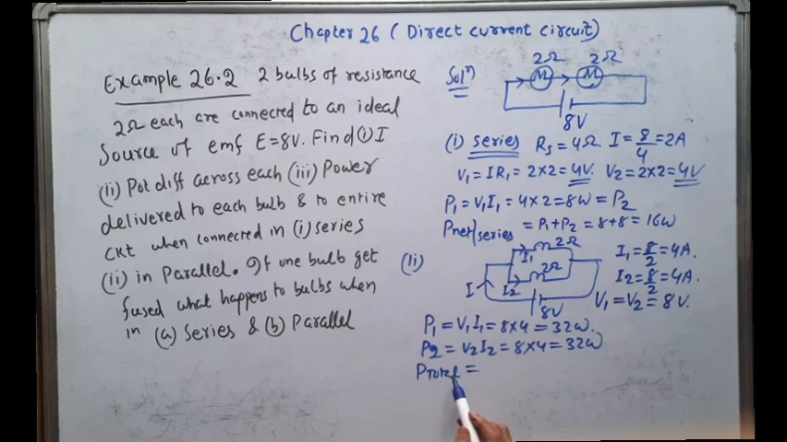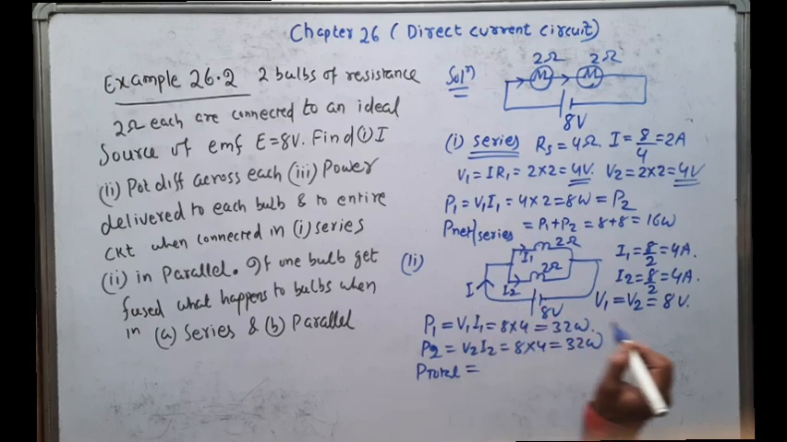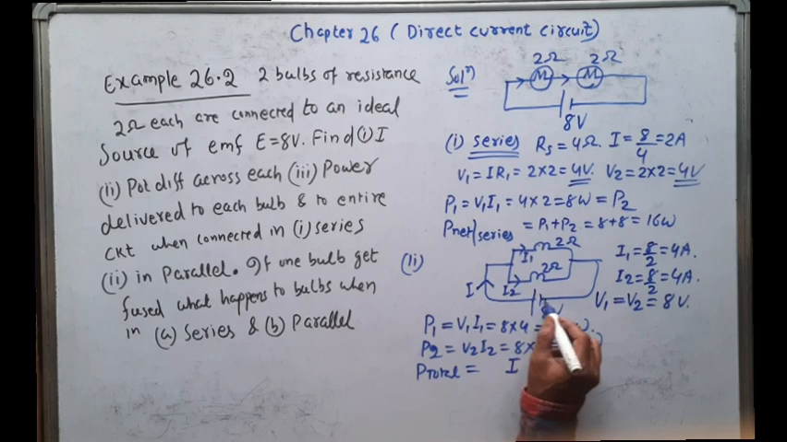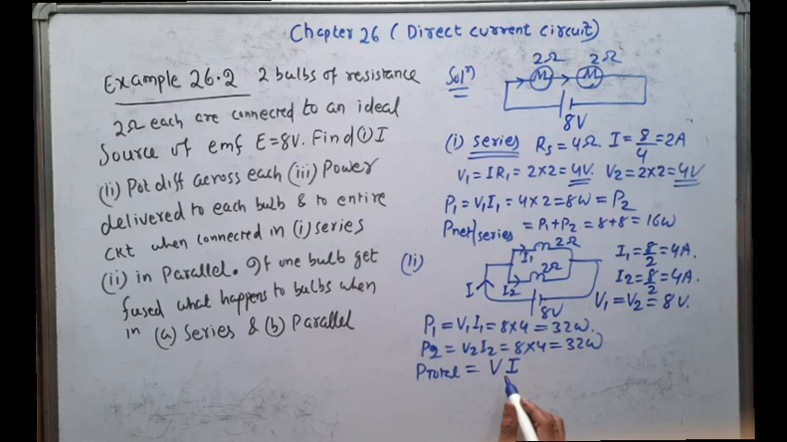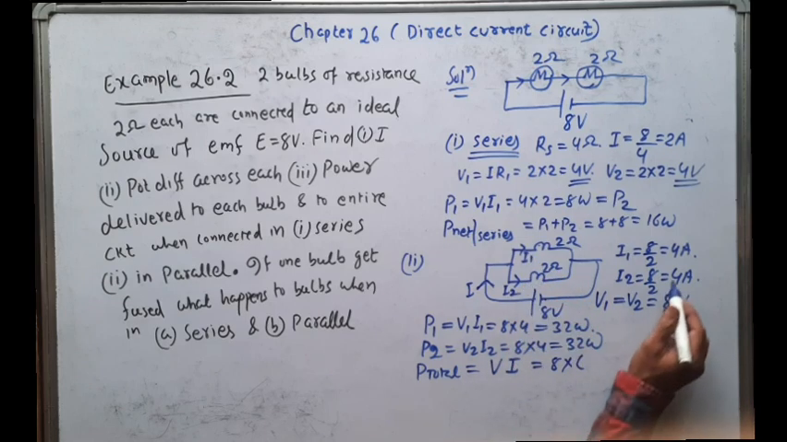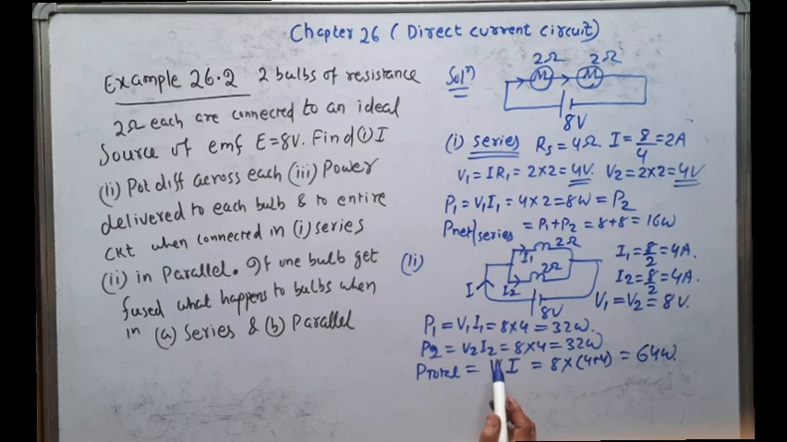Now you see, how will you find the total power? What is the total current drawn from the source? The total current drawn from the source is, say, I. And what is the total supplied voltage? That is V. So total power is equal to V into I. V is equal to 8 volt, and the total current I is nothing but I1 plus I2, that is 4 plus 4. That is 8 into 8, 64 watt. And you just cross check: the total power should be equal to P1 plus P2. Here P1 is 32, P2 is 32. If you sum this, you will get 64 watt.